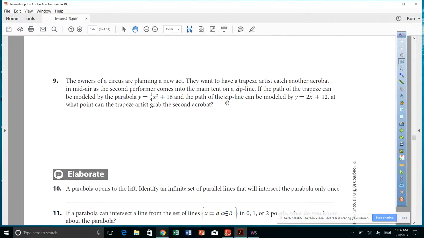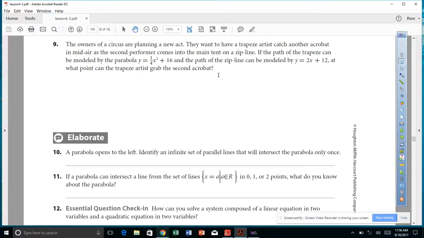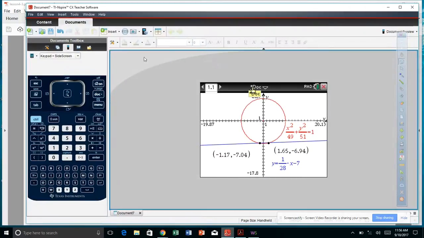Number 9, the owners of a circus are planning a new act. They want to have a trapeze artist catch another acrobat in midair as the second performer comes into the main tent on a zip line. That sounds like fun. If the path of the trapeze can be modeled by the parabola y equals 1/4 x squared plus 16, and the path of the zip line can be modeled by y equals 2x plus 12, at what point can the trapeze artist grab the second acrobat? Yeah, that sounds like fun.